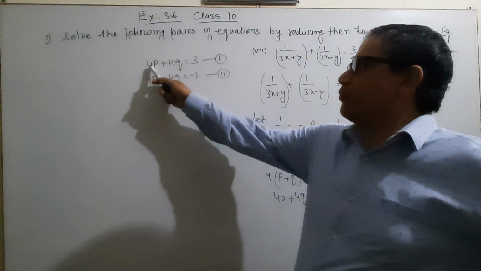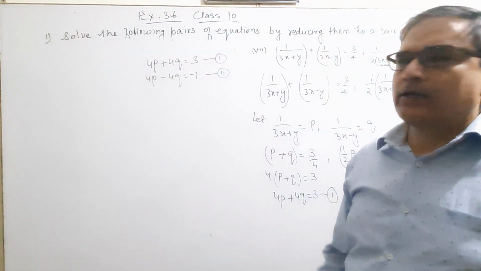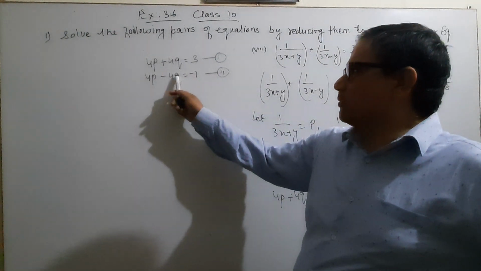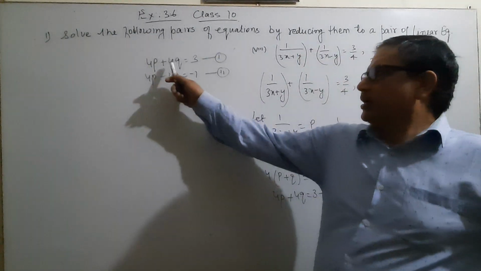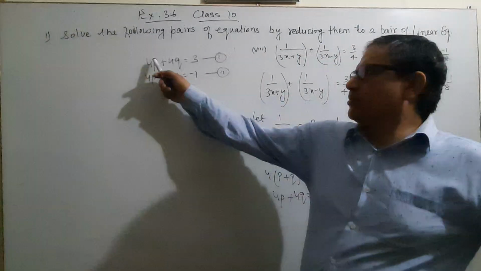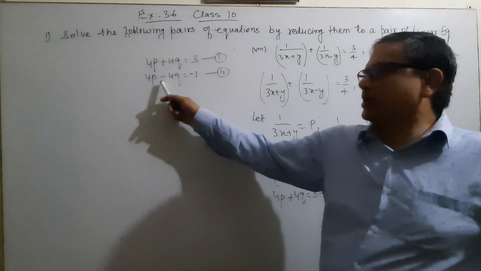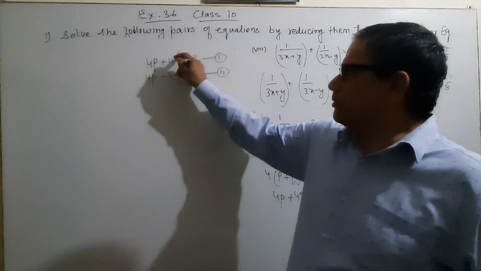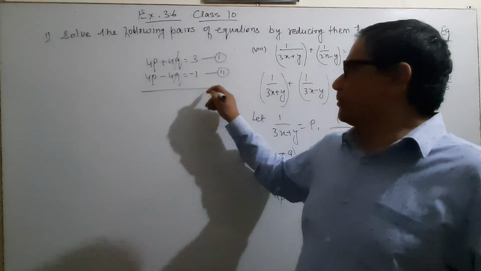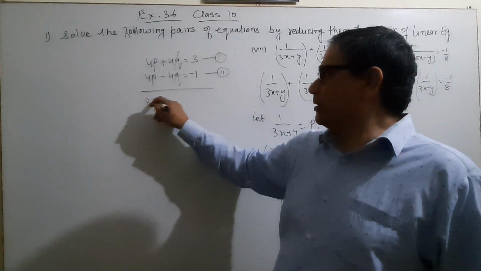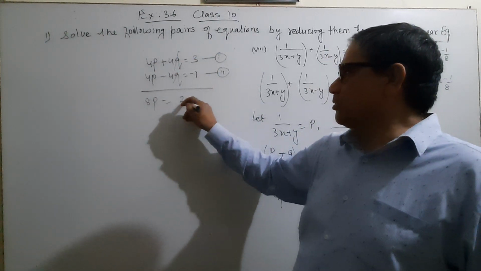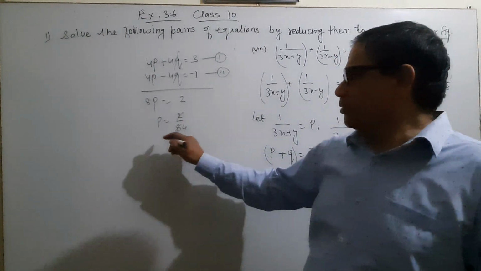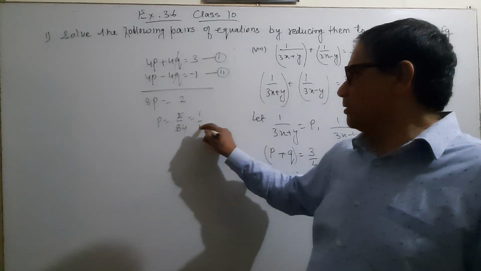Here the coefficient of P is 4 in both, with the same sign. Similarly, the coefficient of Q is 4 and minus 4, so the numerical value is the same. The difference is that here is a positive sign and here is a negative sign. So 4Q will cancel. What is your answer? 4P plus 4P is 8P, equal to 3 minus 1, which is 2. So P is equal to 2 by 8, which is 1 by 4. This is your value of P.